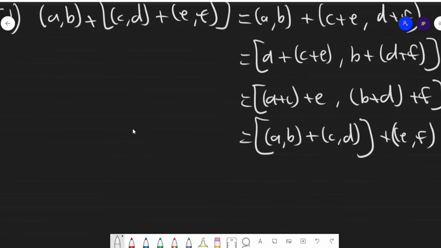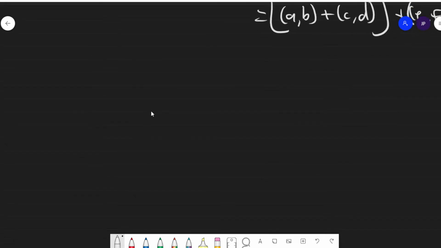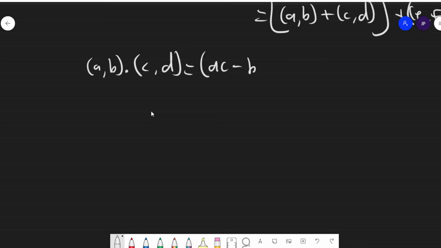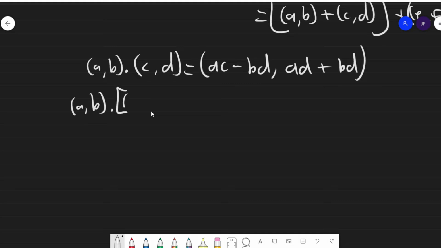Okay, let's look at multiplication. Let's maybe write down first the operation for multiplication since we didn't really pay too much attention to it there. It's basically the product of the first components minus the product of the second, and then we have the product of the outer plus the product of the inner. That's basically how it works. So if I do want to show associativity, I will again have to use 3 different elements of K.